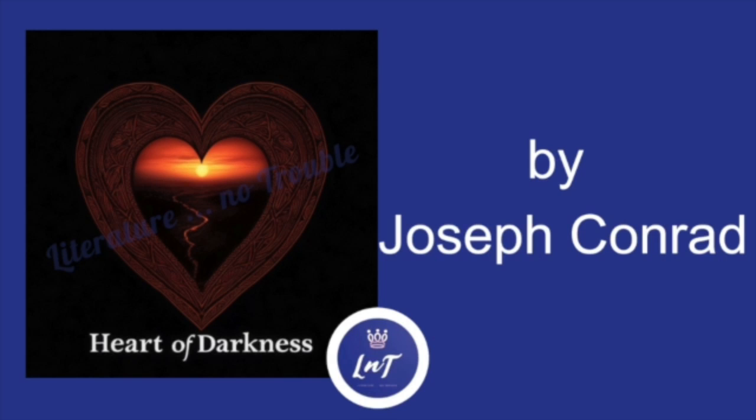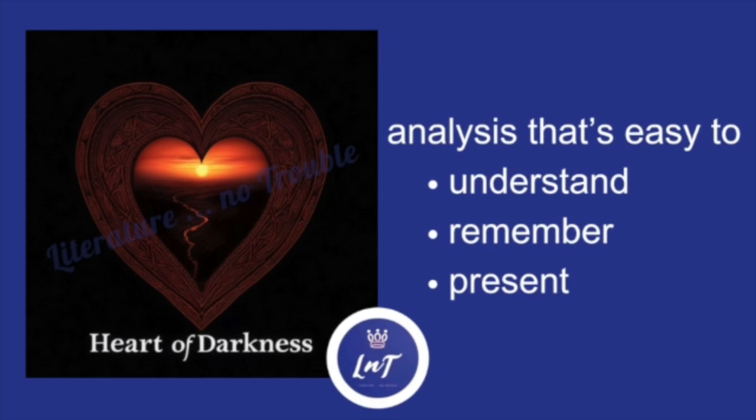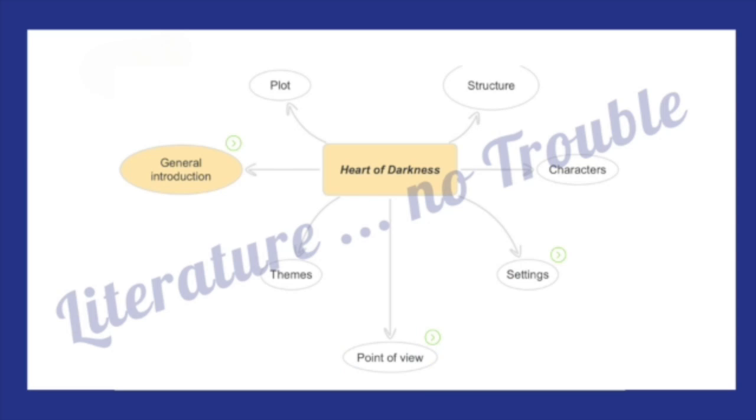Today we're applying our step-by-step approach to analyze Joseph Conrad's masterpiece, Heart of Darkness. We've divided it into key sections to craft an analysis that's easy to understand, remember, and present. Our method ensures that essential aspects of the work are covered and can be applied to any literary work. Here's how we're going to walk you through Conrad's Heart of Darkness: general introduction, plot overview, structure, character analysis, settings, point of view, and themes.